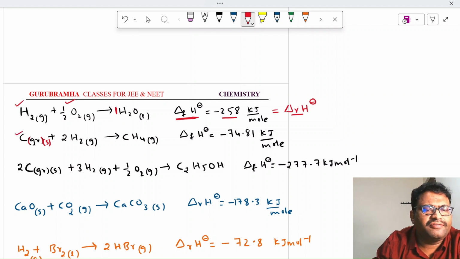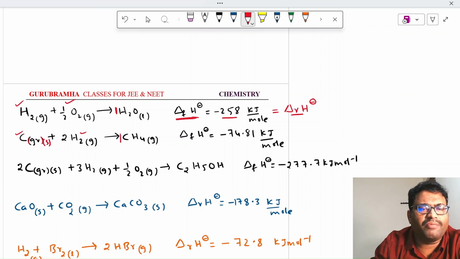Graphite form of carbon, an allotropic form of carbon, is the standard state, the most stable state. And hydrogen's most stable state is the gaseous state. So these two are elements, and they are reacting and forming 1 mole of the compound. So this is a reaction.